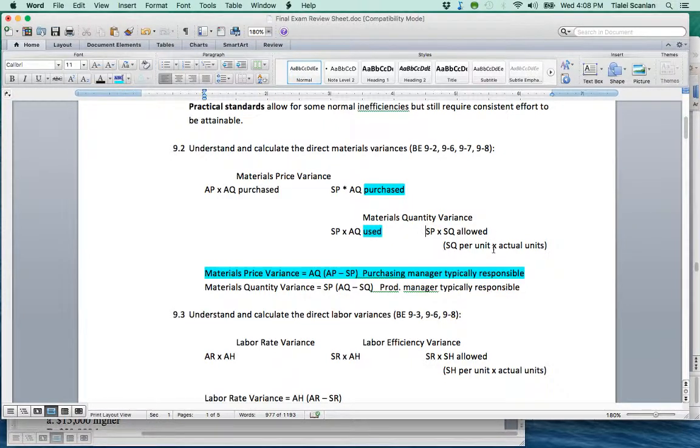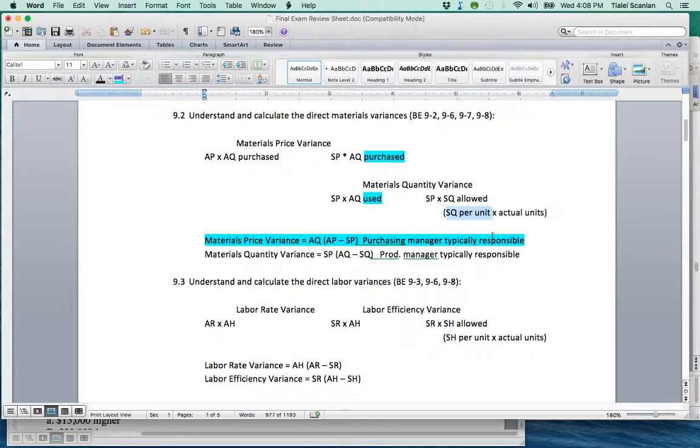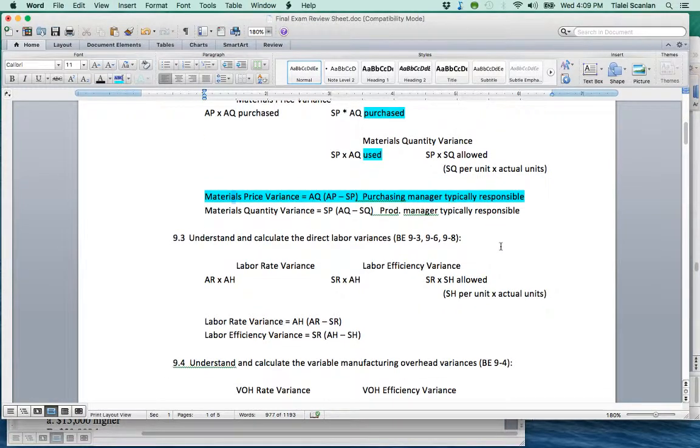Remember that standard price is normally on a per unit basis. Standard quantity is a total, so you take the per unit amount times the actual units. That's how you'll find the total standard quantity. The purchasing manager is typically responsible for the materials price variance. You saw that on your quiz, so reviewing the quizzes is definitely a good idea for the exam. Some of the quiz questions you might actually see on the exam, and they help you practice.